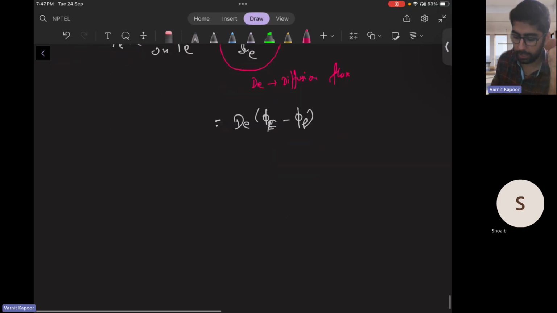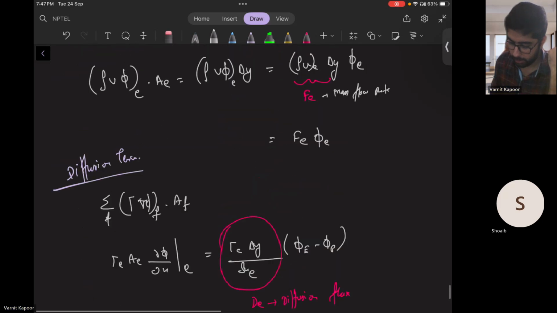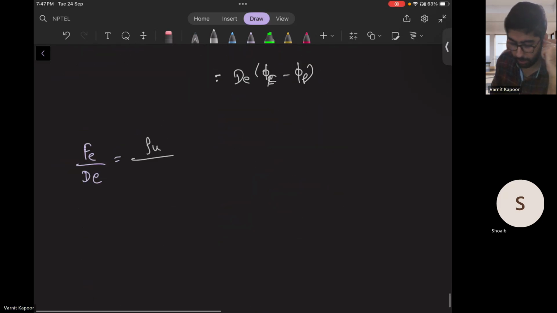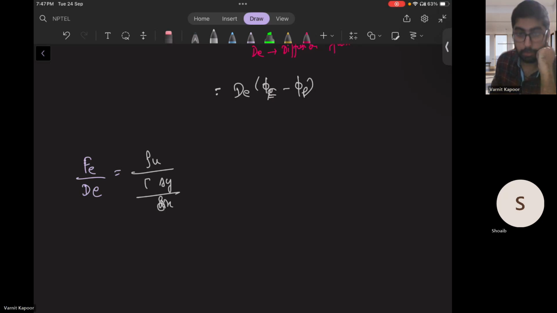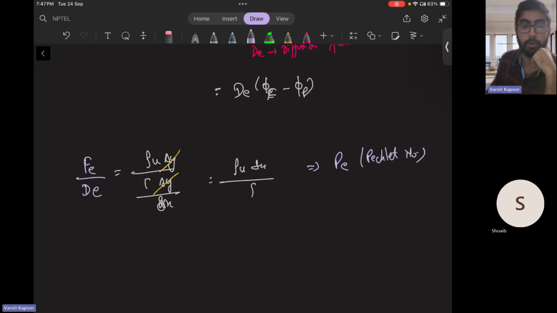Now we will define one term, that is the ratio Fe by De. What is Fe? Rho u delta y. And what is De? Gamma delta y by delta x e. If you observe, delta y and delta y cancel out, and it will be rho u delta x by gamma. This is called the Peclet number.